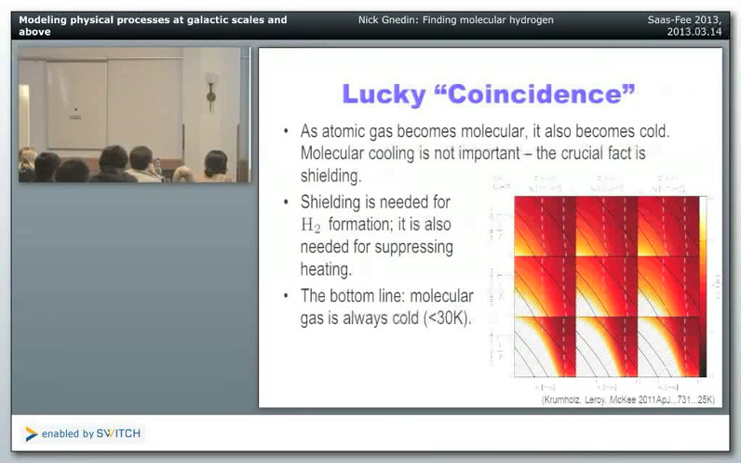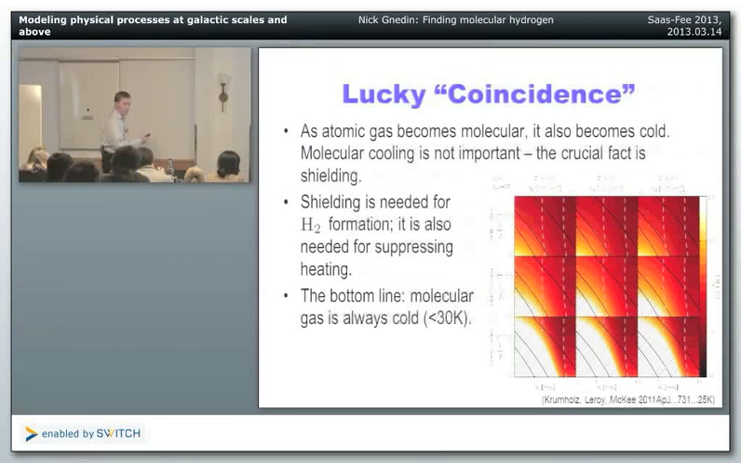There's also a lucky coincidence. Ralph already mentioned that. Why do we actually care about this at all? There is this lucky coincidence that it's the same shielding by dust and self-shielding. The shielding works in two ways. First of all, it's needed for H2 formation, but it's also needed to suppress photoelectric heating. So it's needed for two things. And with one shielding, you kill two birds. So you make gas molecular and you make gas cold. And of course, to make stars, you have to make gas cold.